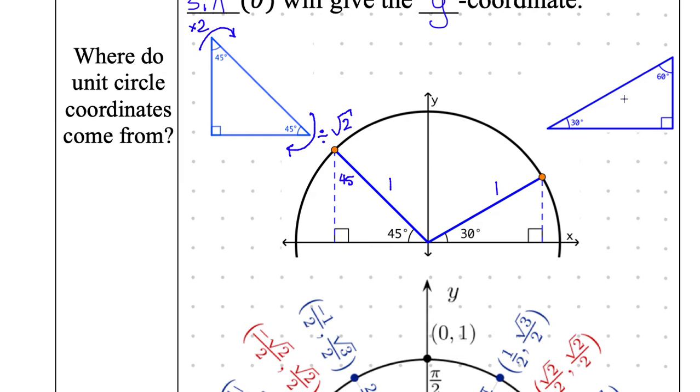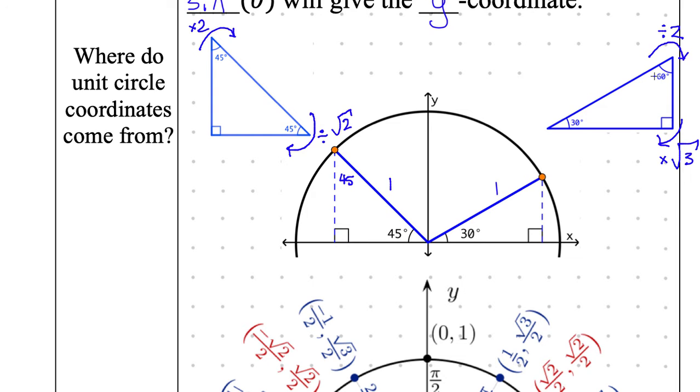For this one, this is a 30, 60, 90, and that matches up with this triangle right here. So on this 30, 60, 90 triangle, if I want to move from the hypotenuse to the short leg, the operation is to divide by 2. So the hypotenuse is just twice the length of the short leg. And to go from the short leg to the long leg, the operation is times the square root of 3.